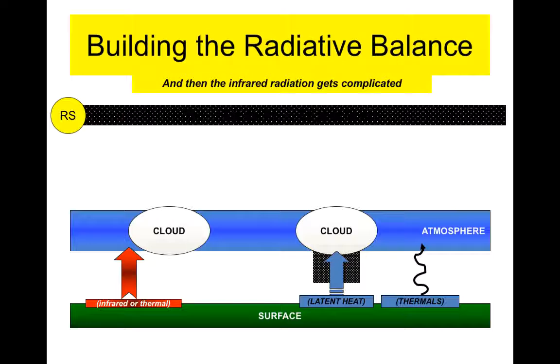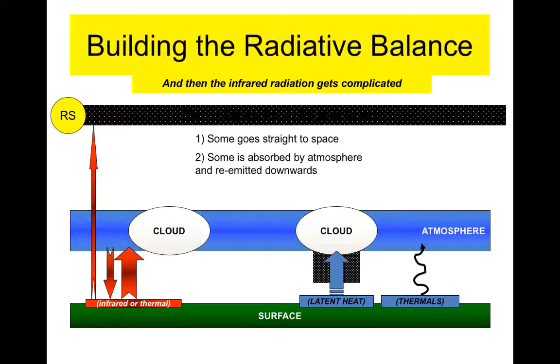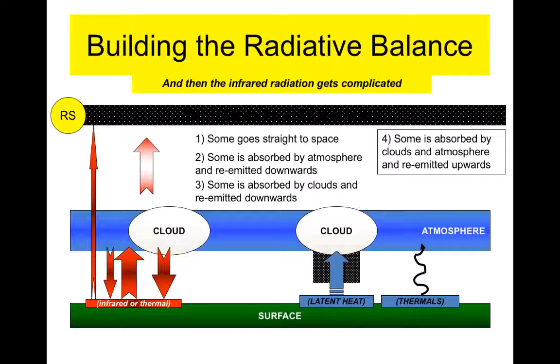So the infrared radiation is going to get more and more complicated. Some of it goes straight to space. Some of it is absorbed by the atmosphere and re-emitted downwards. And some of it is absorbed by clouds and re-emitted downwards. Some of it is absorbed by clouds in the atmosphere and re-emitted upwards.